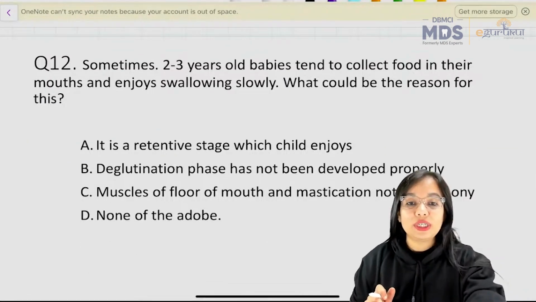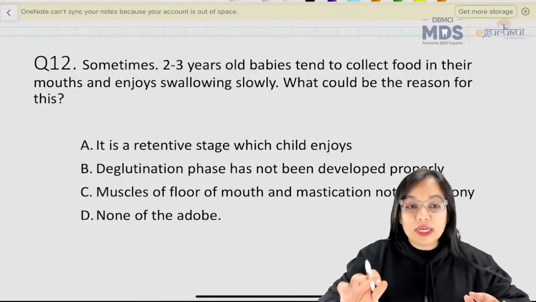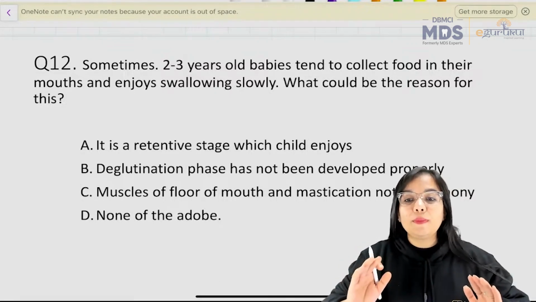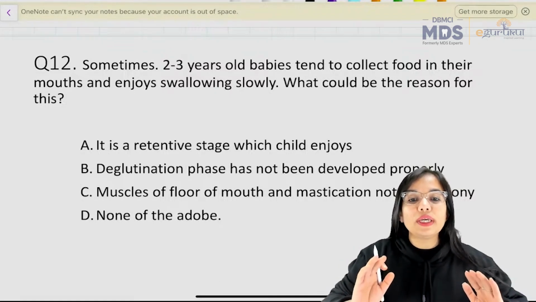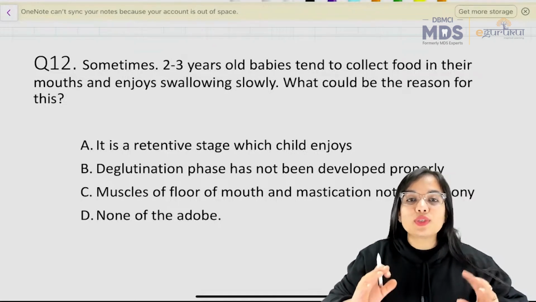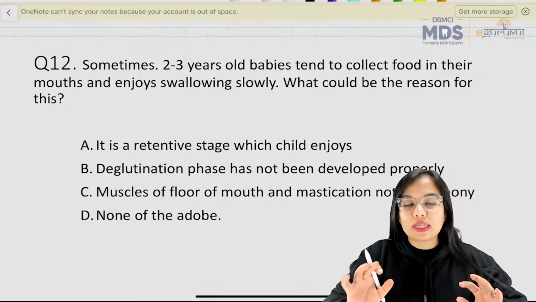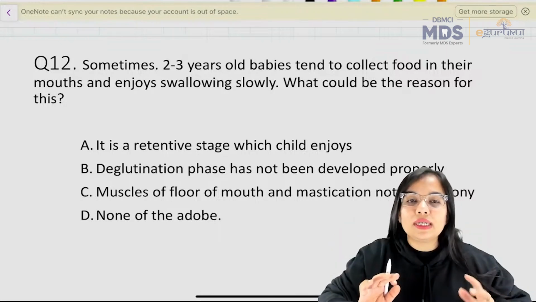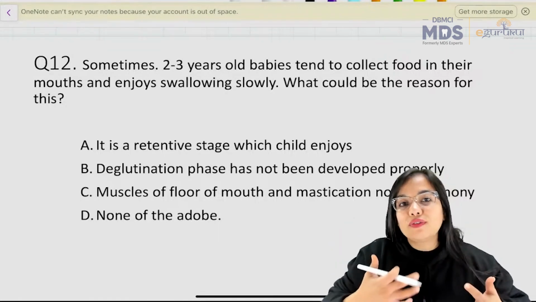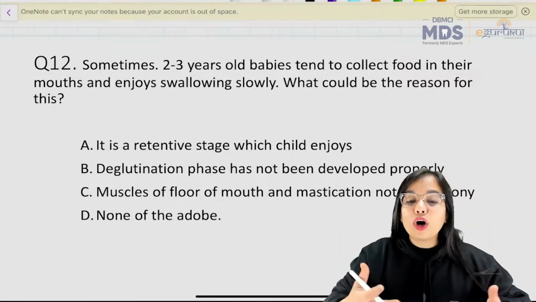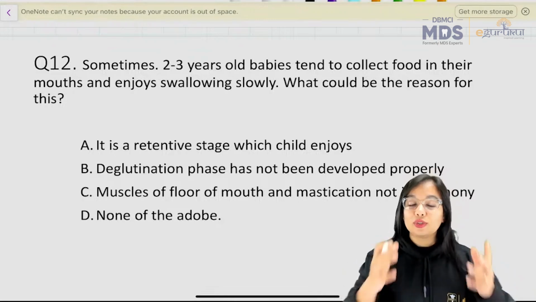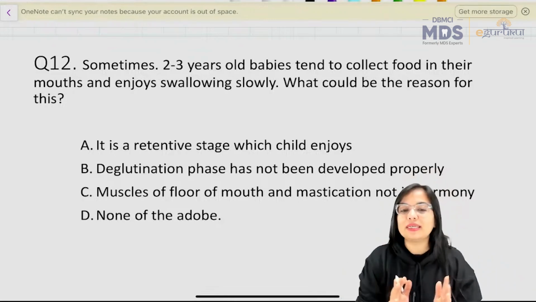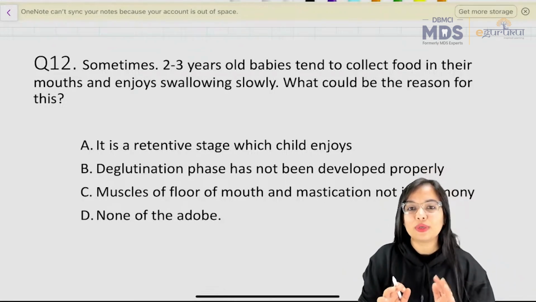The next question here is: sometimes 2 to 3 year old babies tend to collect food in their mouth and enjoy swallowing very, very slowly. That's the problem of so many mothers, that the child does not finish off the food from his mouth very quickly. What is the reason for this? The most primary reason that every mother attributes to is laziness.